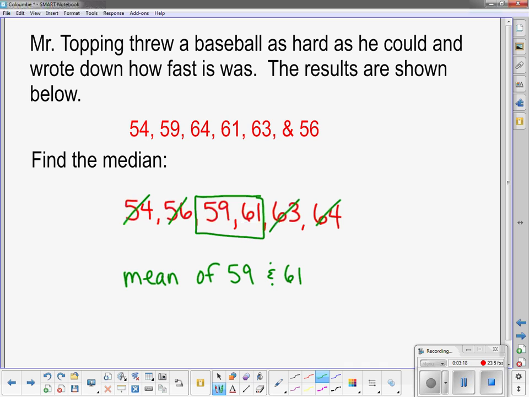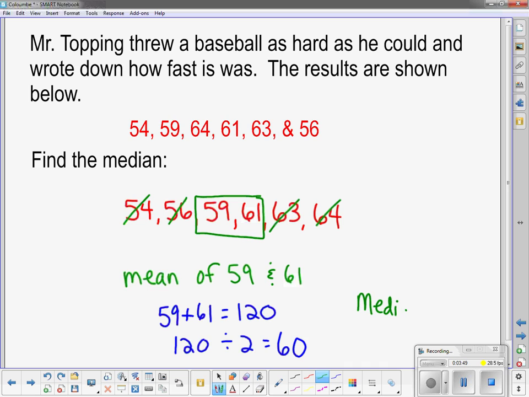On the last page, we learned how to find the mean, and that was to add them together. So 59 plus 61 equals 120. Now I need to take that 120 and divide by how many data items I added, which was 2 data items, and that gives me 60. So that means in this problem, my median equals 60.